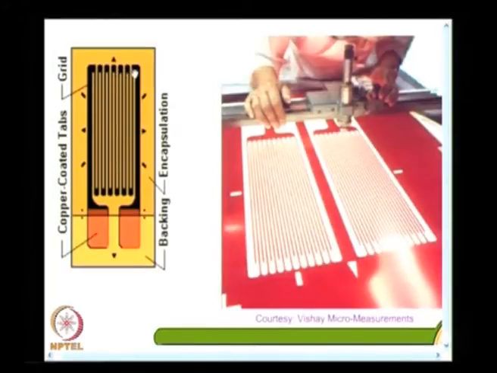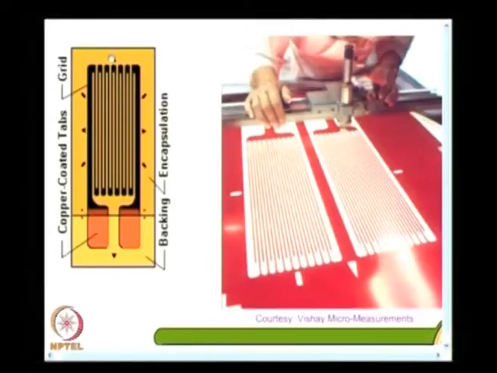end. And why do you have these ends as broad? From your simple understanding of what is resistance, if the area of cross section is large, resistance is less. If the area of cross section is very small, resistance is very high. And I had earlier mentioned that you measure strain along the gauge length. You measure the component of strain along the gauge length.